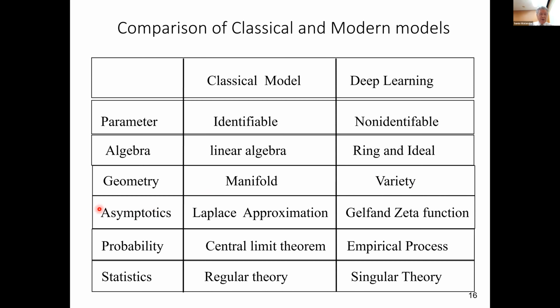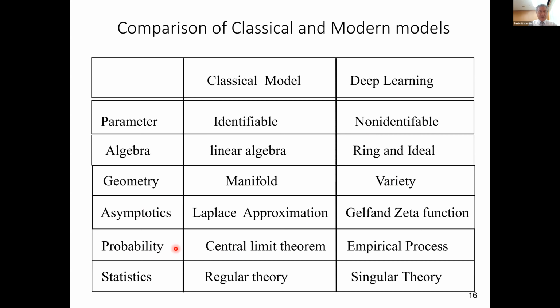In order to study asymptotic properties of classical models, we need the Laplace approximation of the posterior distribution. On the other hand, in deep learning, the Laplace approximation cannot be applied. So instead of the Laplace approximation, we need the zeta function. The zeta function has sufficient information to study statistical asymptotics in deep learning.